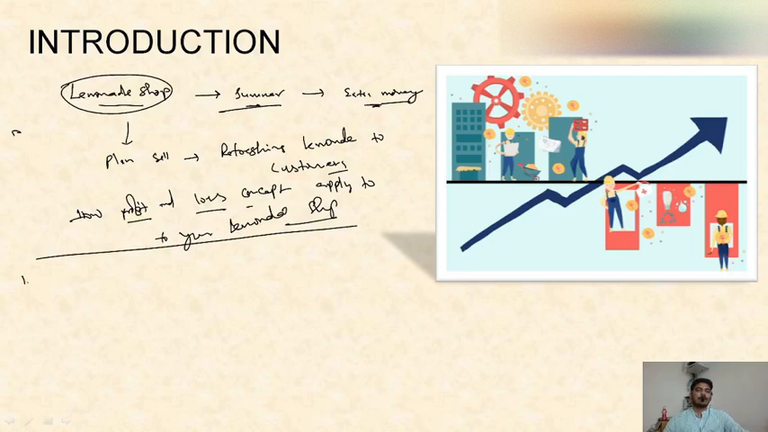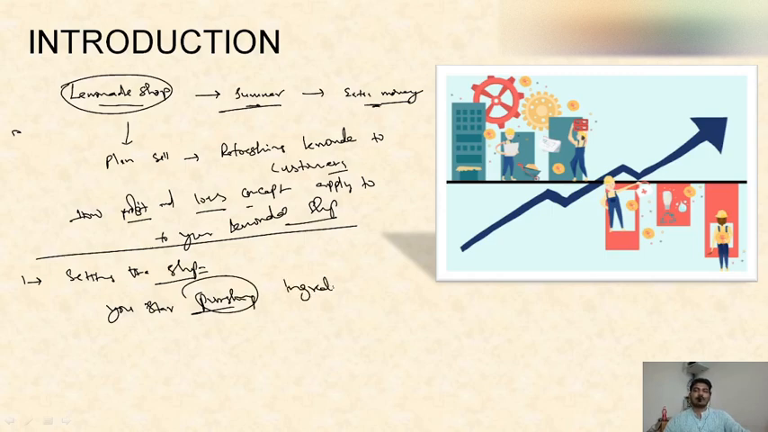First step is setting up the shop. After setting up the shop, you start by purchasing some requirements. You need to start purchasing ingredients, such as lemons, sugar, cups, and ice, from your local store.